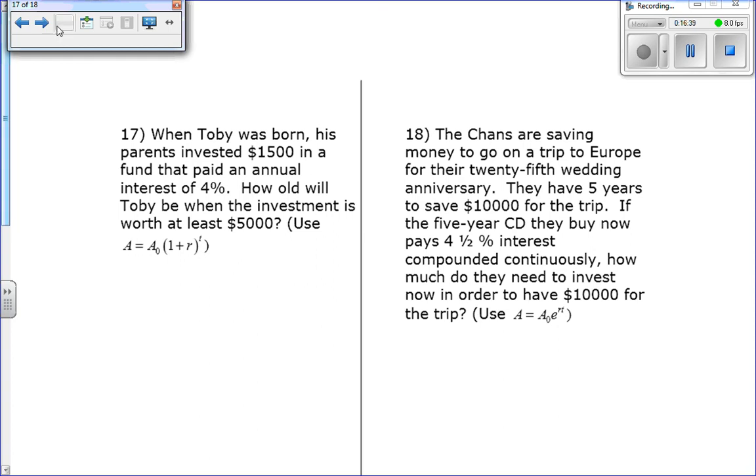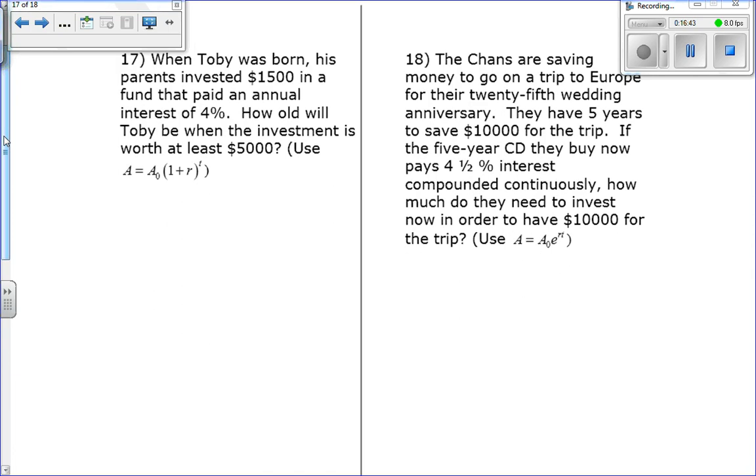Alright, your favorite is next. Word problems. When Toby was born, his parents invested $1,500 in a fund that paid an annual interest of 4%. How old will Toby be when the investment is worth at least $5,000?